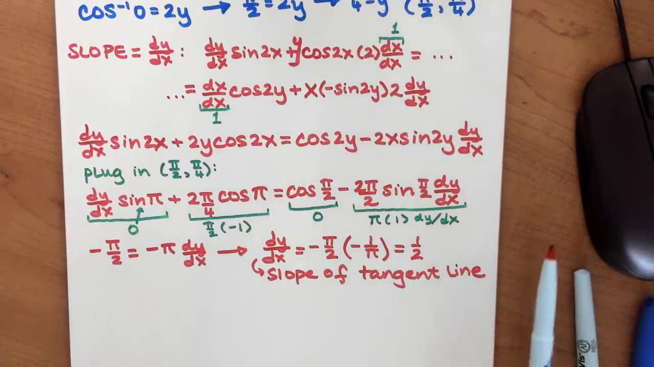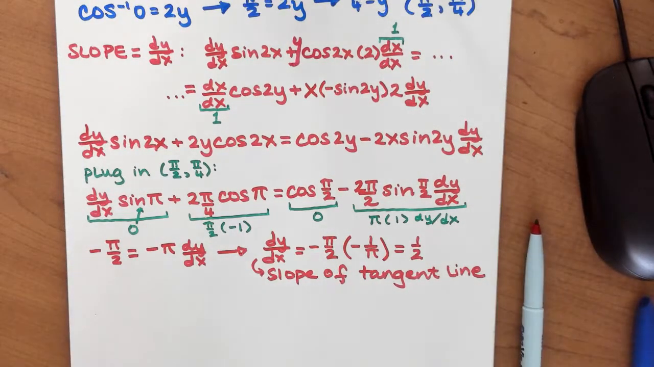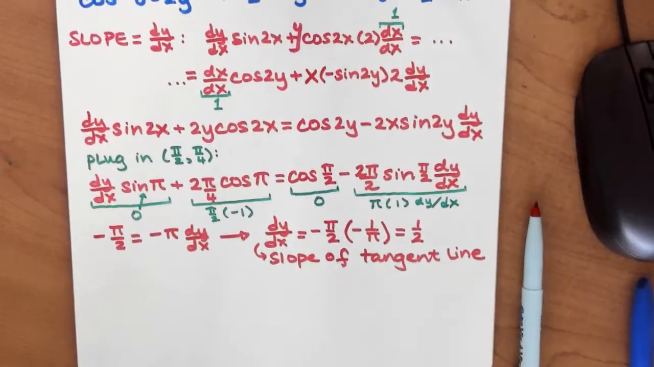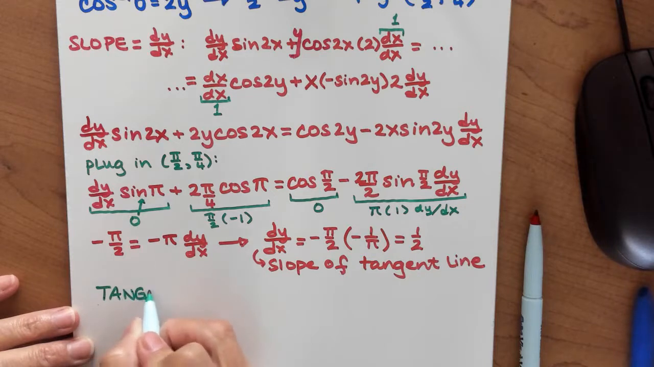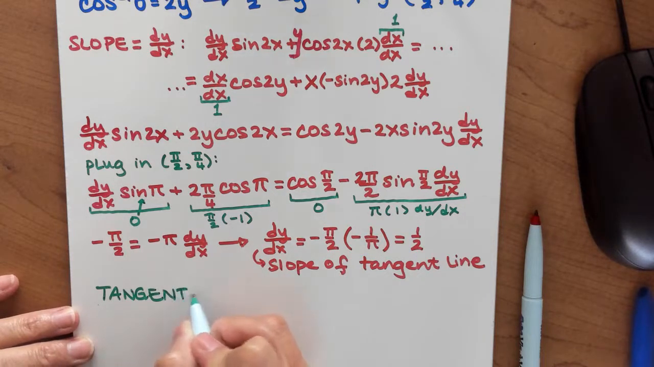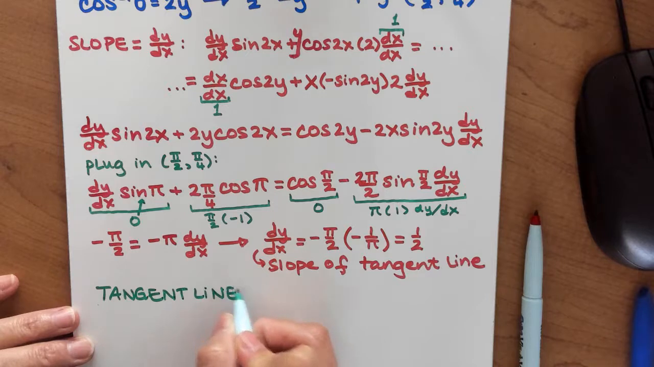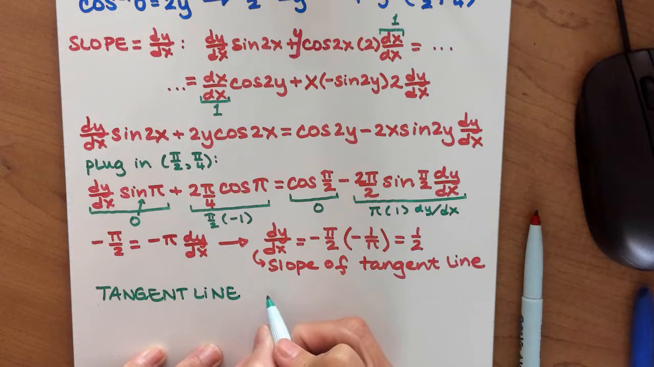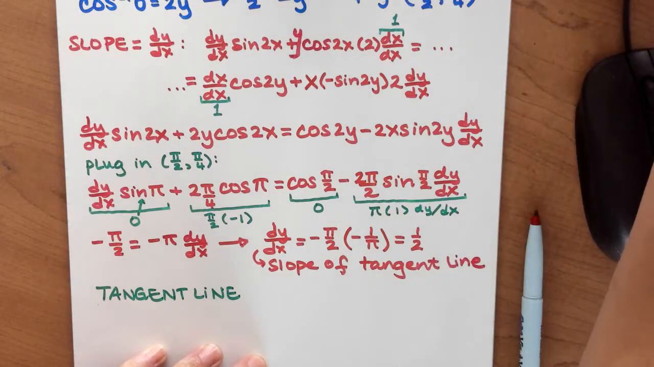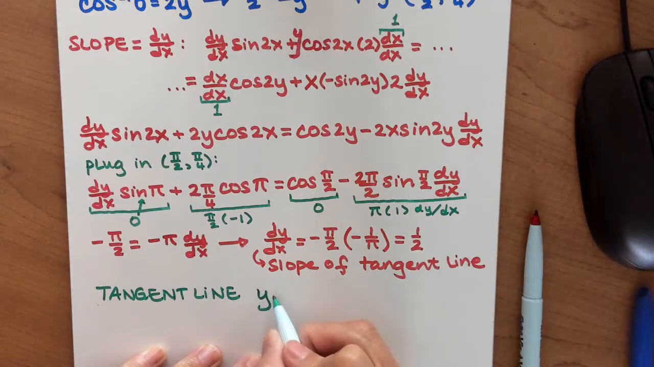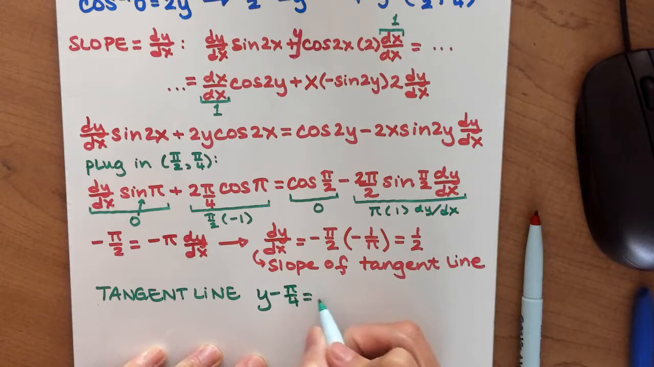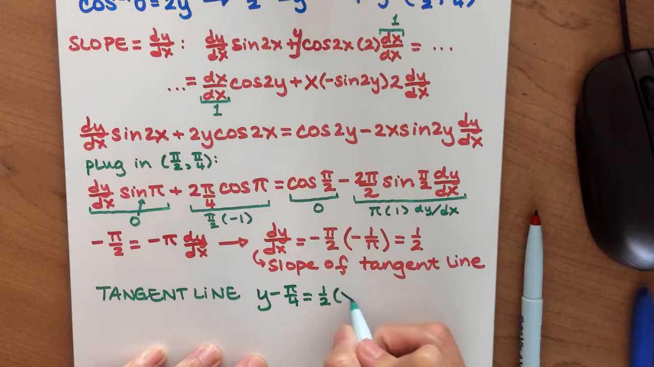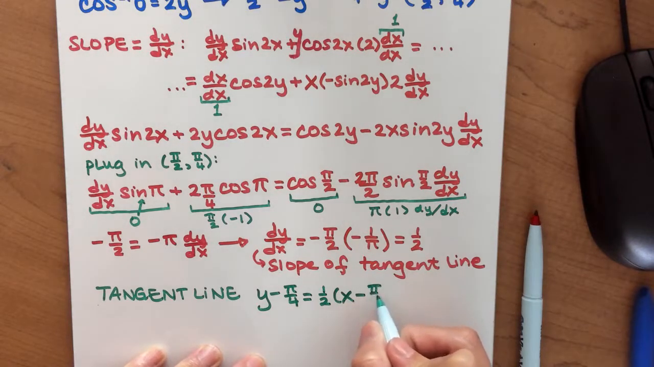So I'm ready to write, first I'll write the equation of the tangent line. Let's scoot down a little. So my tangent line in point slope form is y minus pi over 4, that's the y coordinate of my point, equals 1/2 times x minus pi over 2.